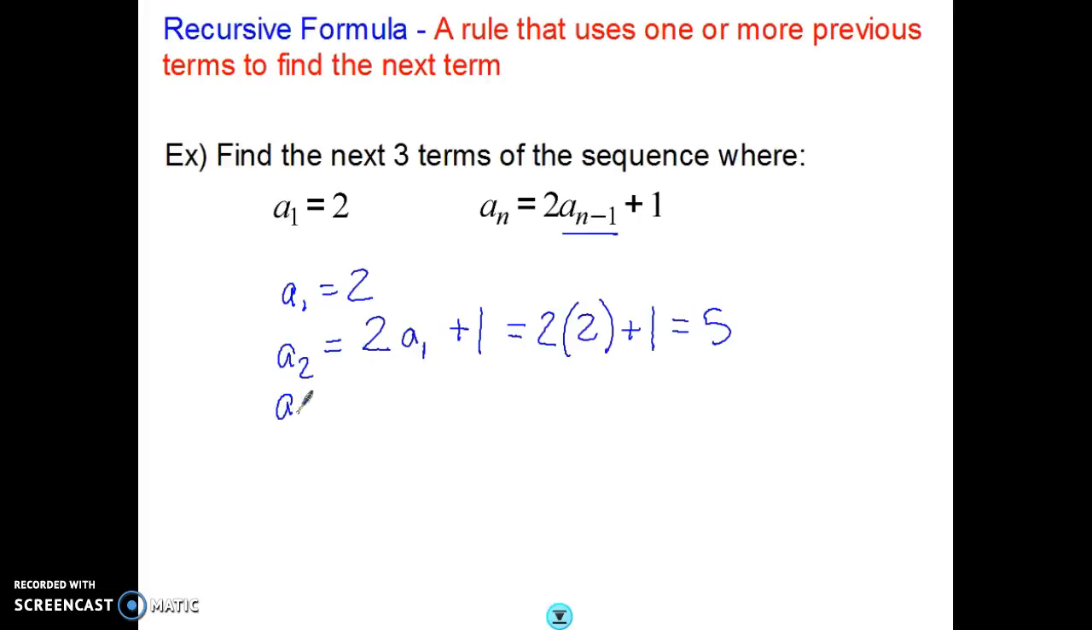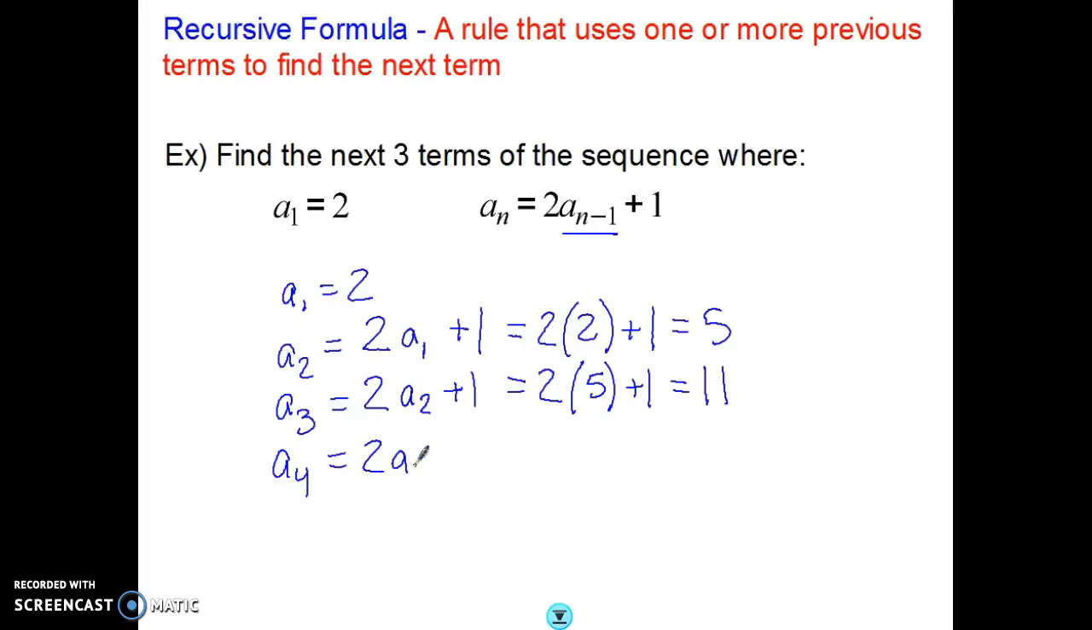We can then find a sub 3 and a sub 4 using a similar strategy. So to find a sub 3, we'll have to use the term right before it, which is a sub 2. And again, we can just plug the pieces in. 2 times 5 plus 1, because a sub 2 was 5. So that comes out to 11. And then we can do the same thing to find a sub 4. To find a sub 4, we have to use a sub 3. So we'll plug in that 11, and we will get 23. 2 times 11 is 22 plus 1.